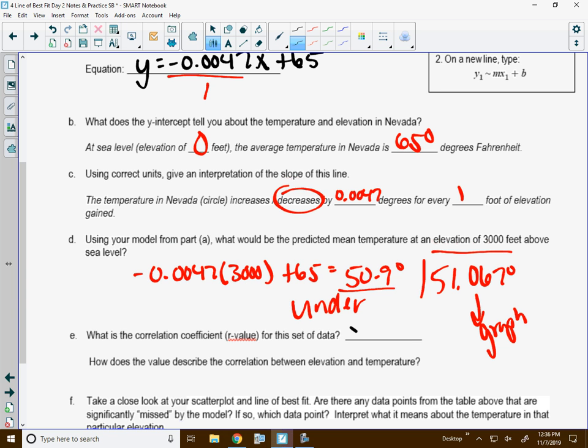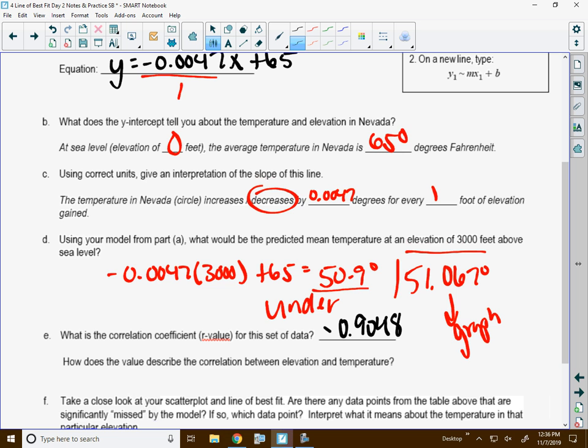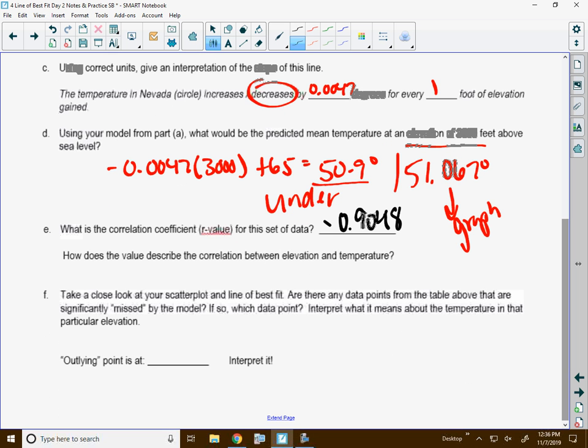The R value was negative 0.9048. What does that tell me? Strong or weak? Strong, right? It's 0.9. It's pretty strong. Okay, but it's negative, right? It's negative.